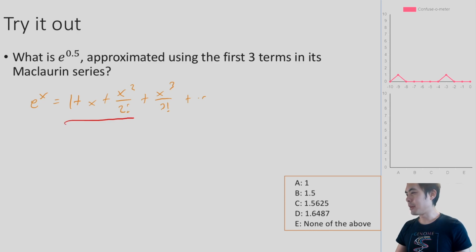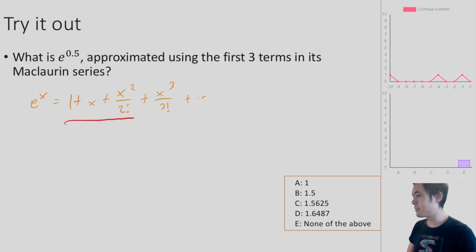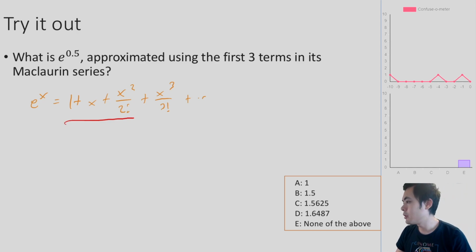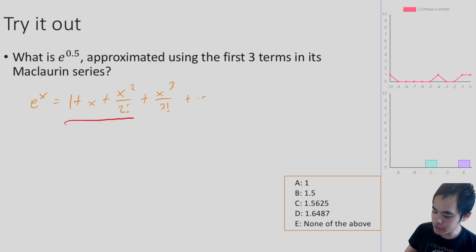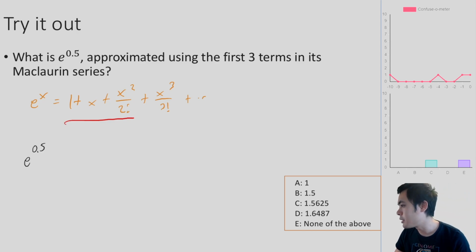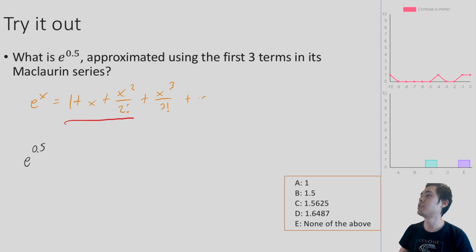Oh, hopefully I didn't make a math error. Let me see. Okay, so we have a couple of different replies, a C and an E. Well, let's actually try computing it. So what's e to the 0.5? Oh, okay. It looks like most of the votes are in for C.